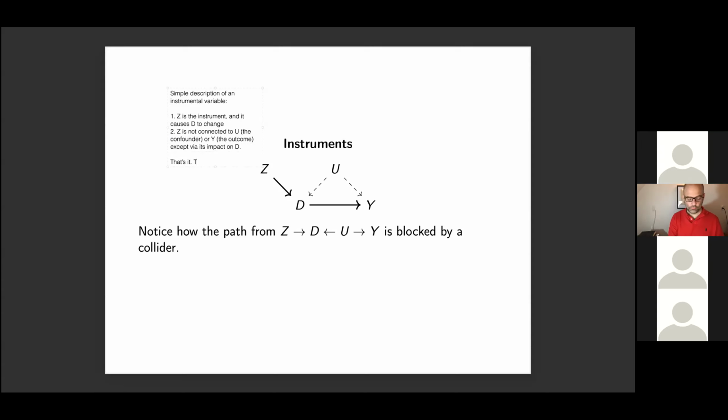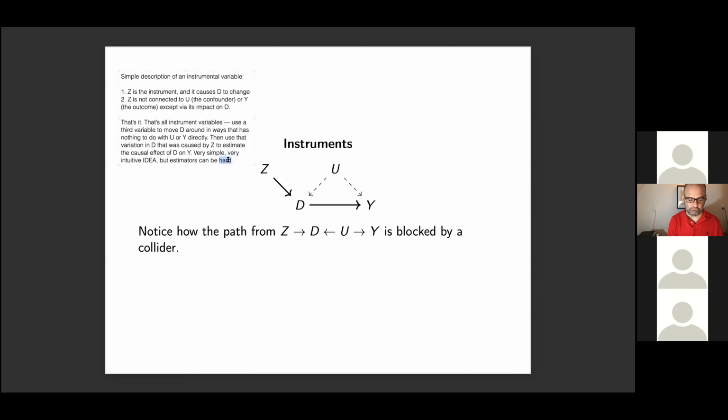That's it. That's all instrumental variables is. Use a third variable to move D around in ways that have nothing to do with U or Y directly. Then use that variation in D that was caused by Z to estimate the causal effect of D on Y. It's a very simple, very intuitive idea, but estimators can be more complex. We will discuss the intuition, the practice, the art, and the estimation in detail.